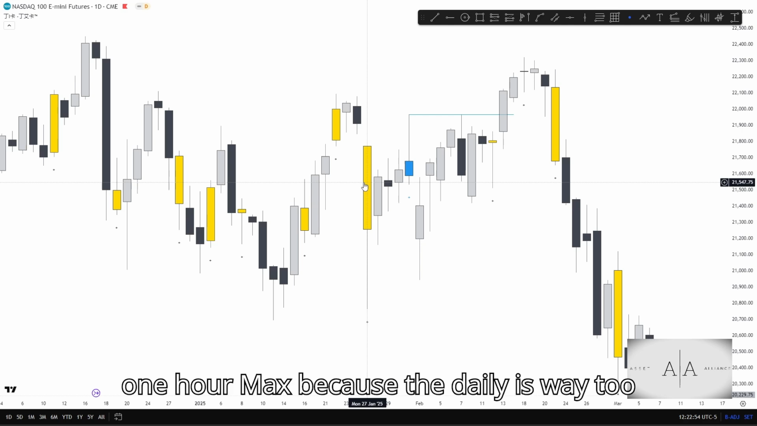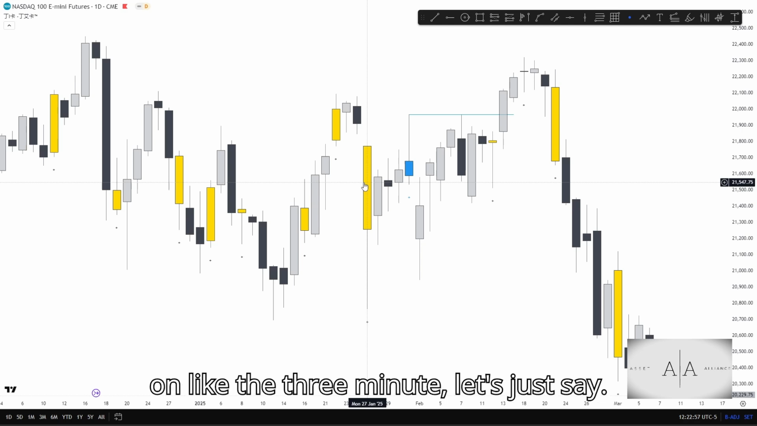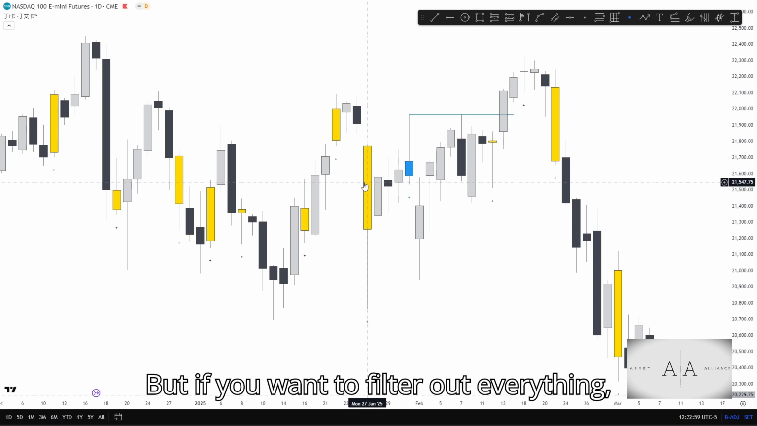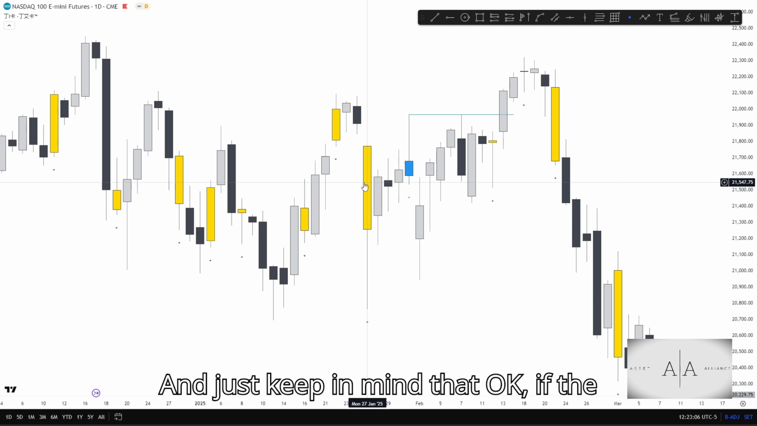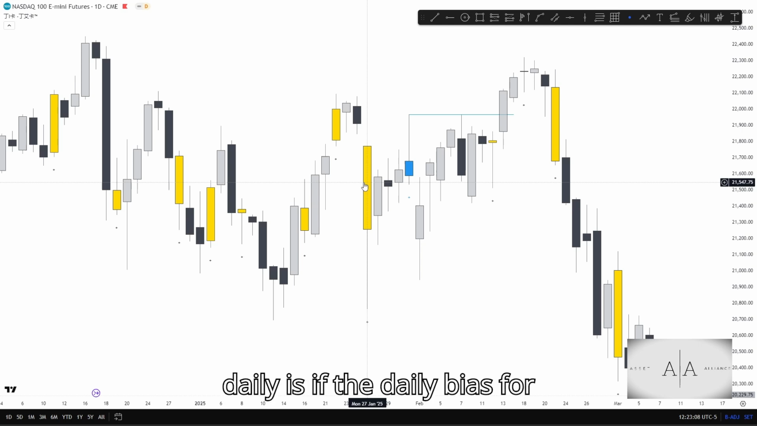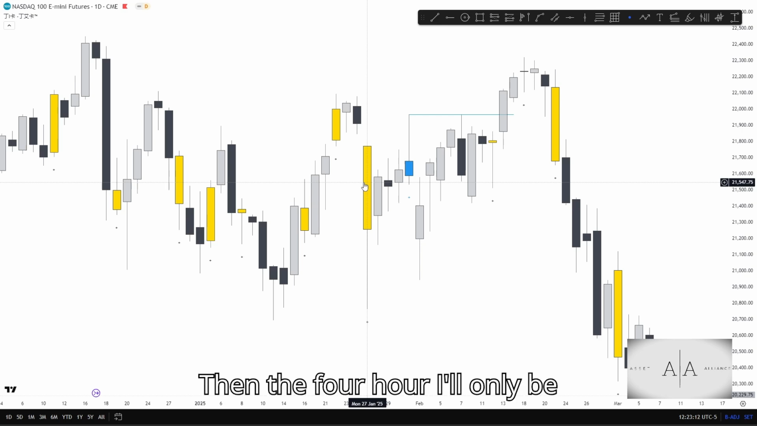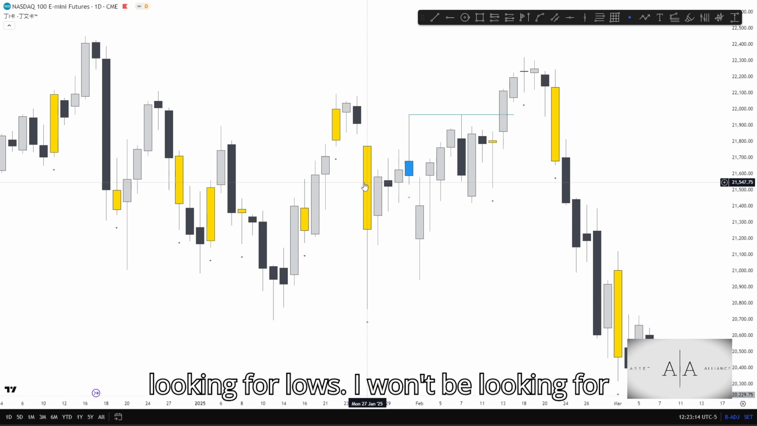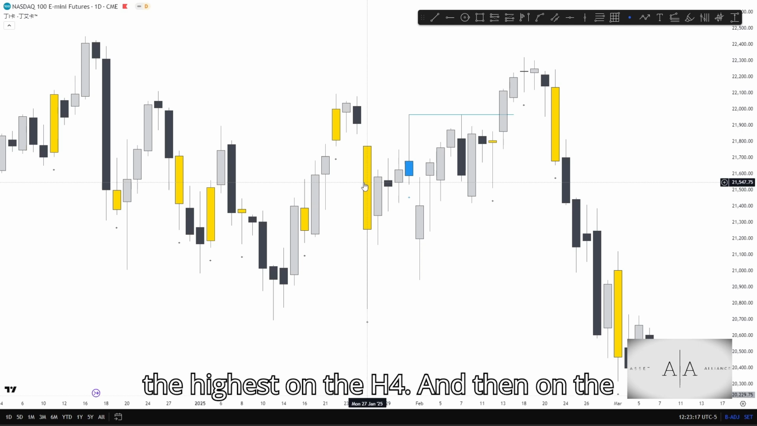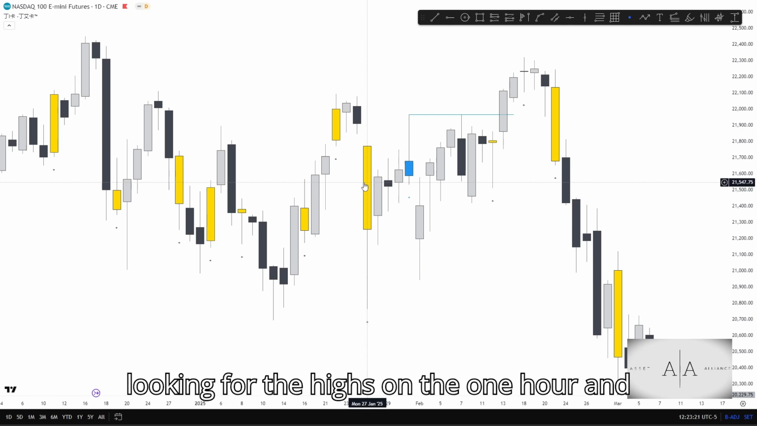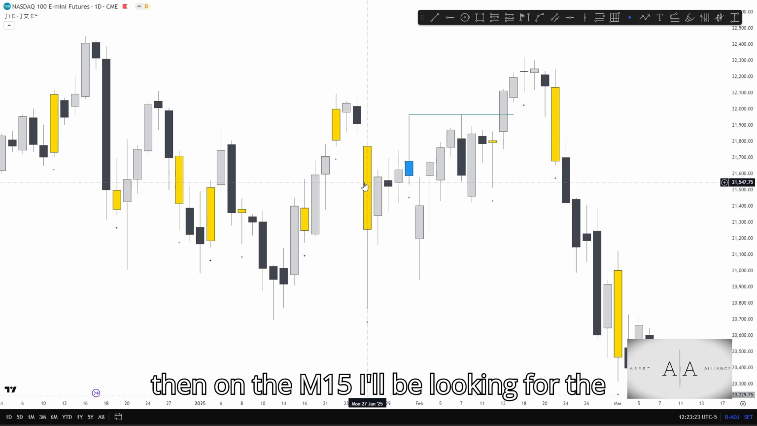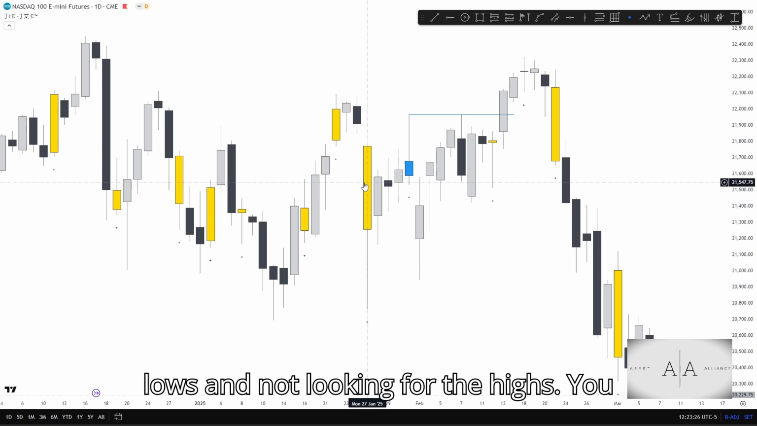Now this isn't the daily, so I'd recommend using this bias with the 4-hour or maybe the 1-hour max, because the daily is way too big of a time frame for you to be using on like the 3-minute, let's just say. But if you want to filter out everything, go from the daily, 4-hour, 1-hour, and just keep in mind that, okay, if the daily bias is bullish, then on the 4-hour I'll only be looking for lows. I won't be looking for the highs on the H4, and then on the 1-hour I'll be looking for lows, not looking for the highs on the 1-hour, and then on the M15 I'll be looking for the lows and not looking for the highs.